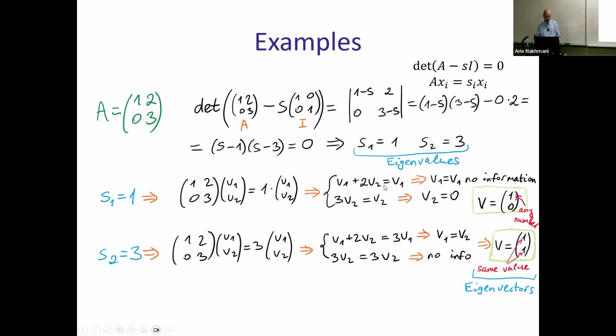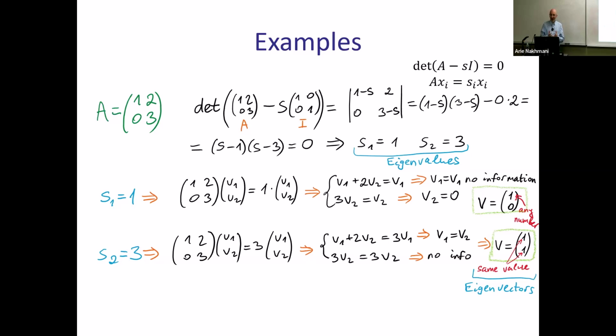But let's solve it. From the first equation, this becomes v1 equals v1. This cancels, so 2v2 equals 0, right? So v2 must be 0. And from the second equation, you get no information, practically 0 equals 0. So your v1 might be anything here. It could be any number, whatever you want, and 0. Now, typically we like to pick numbers where the norm of the vector will be 1, and we'll talk a little bit about how you normalize the vectors, but it doesn't really matter.